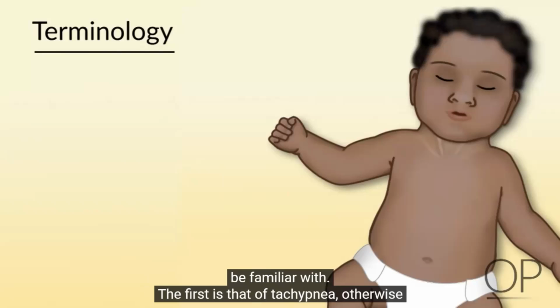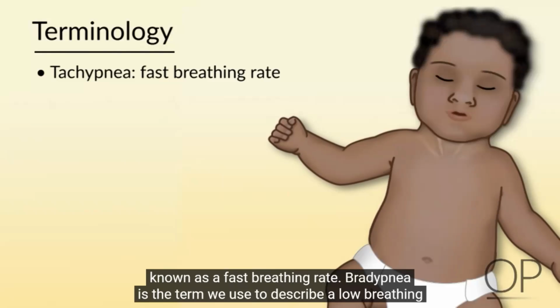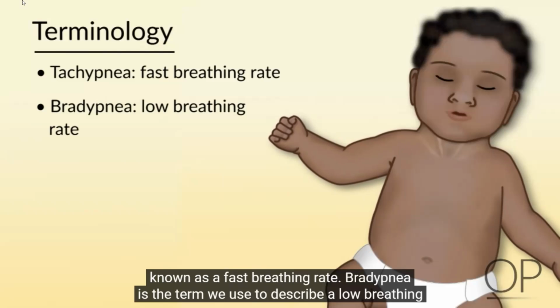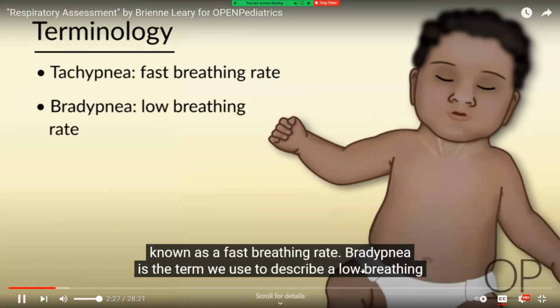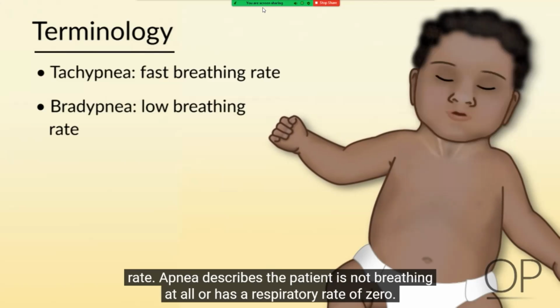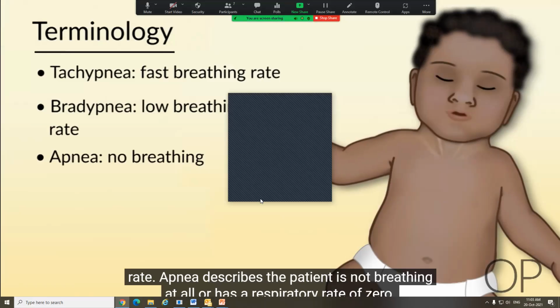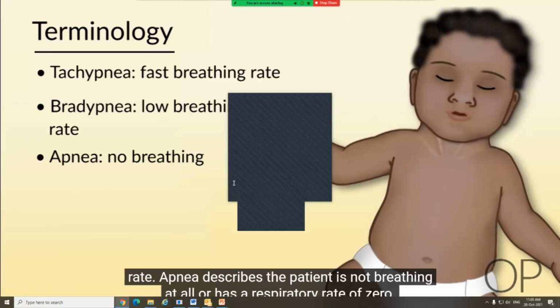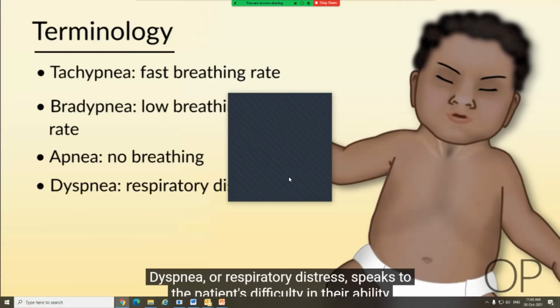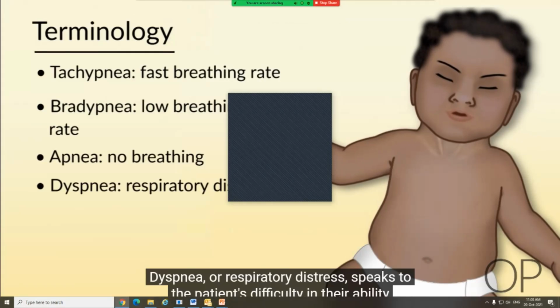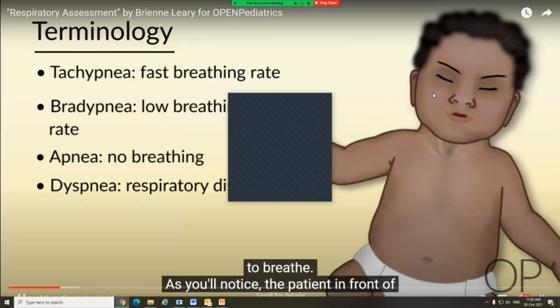The first is that of tachypnea, otherwise known as a fast breathing rate. Bradypnea is the term we use to describe a low breathing rate. Apnea describes the patient is not breathing at all or has a respiratory rate of 0. Dyspnea, or respiratory distress, speaks to the patient's difficulty in their ability to breathe.